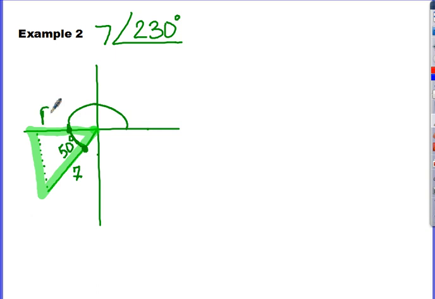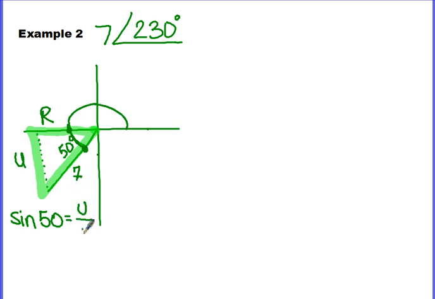The x-axis is R, for right to left, and the one up and down is U. Okay, so we've labeled it, we've drawn it out. The next step is to find the opposite side length using the sine function. So we're going to find the opposite of this 50-degree angle using sine. So the sine of 50 is the opposite, which is U, over the hypotenuse, which is 7. We multiply 7 times the sine of 50, and that will give us 5.32 for our U value.